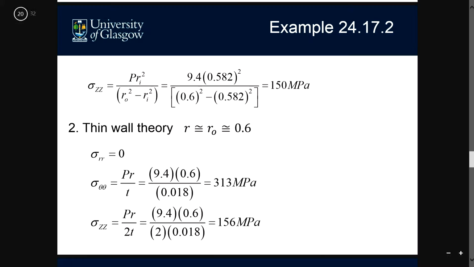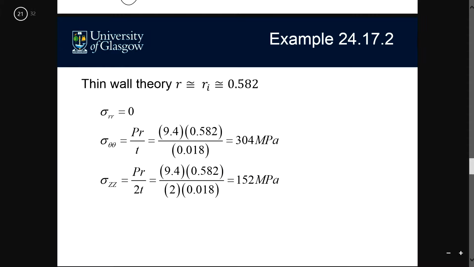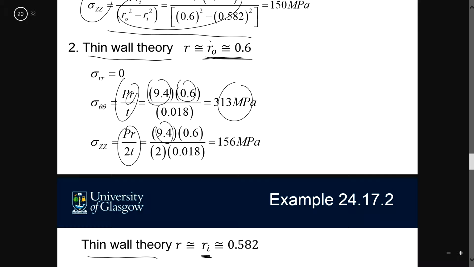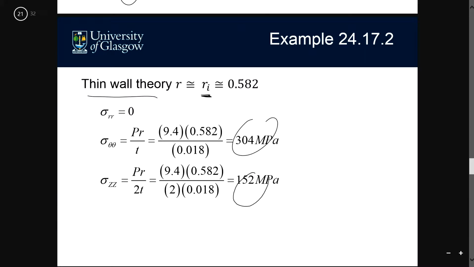Same thing for your sigma zz. It's this long chunk of stuff. Now for thin wall, it's just this particular formula. I simply sub in my pressure, which is 9.4, and my radius, 0.6 for the outside one, and I'll have these values. Then I sub in the thin wall formula again, but with the internal radius, since just now I subbed in the external radius. Now we have these values.